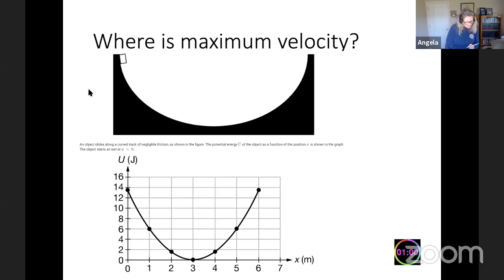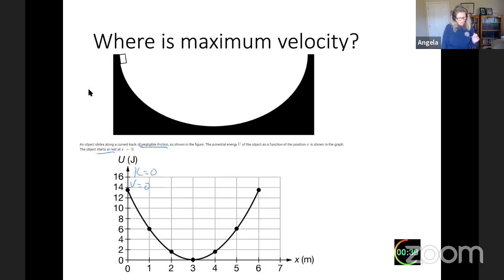Okay, so it says negligible friction, and it starts from rest. So V equals 0 at x equals 0. Okay, so what does that mean? That means at x equals 0, it's all potential energy. So kinetic energy is 0, right?